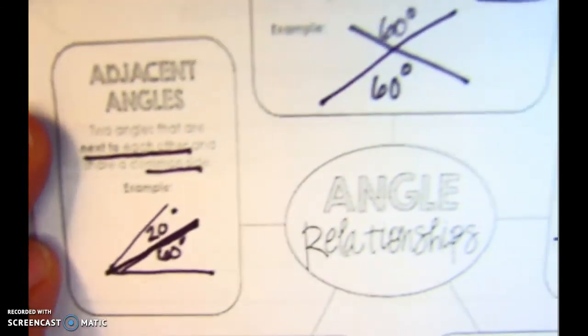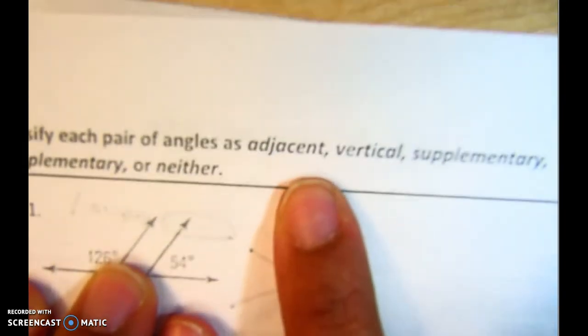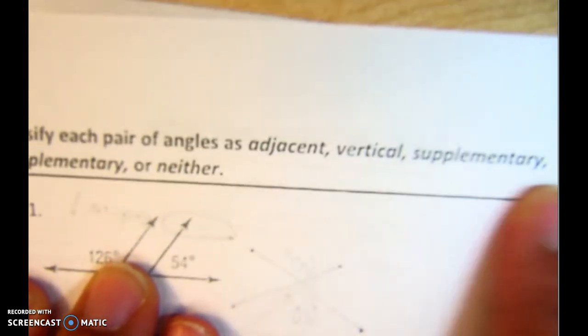Okay, so let's use all this information on the inside now. You're going to label each of these adjacent, vertical, supplementary, complementary, or neither for all of these. And when you finish 1 through 6, you should check yourself on those.